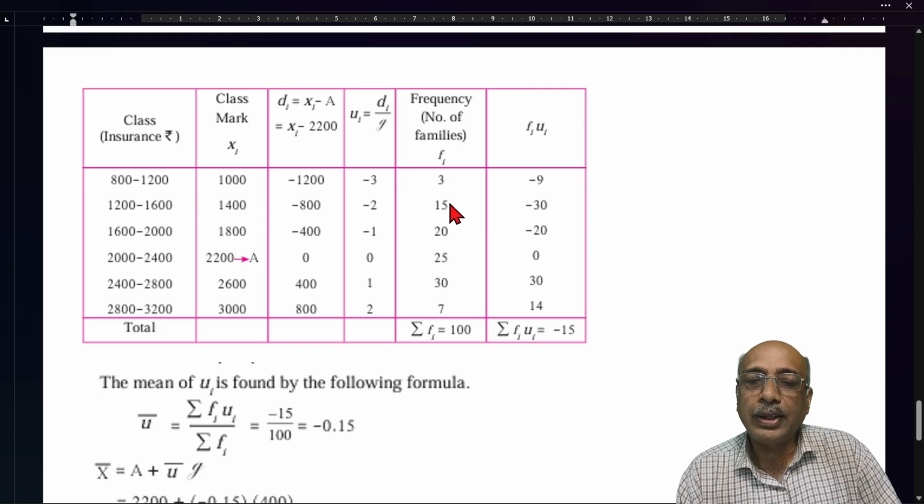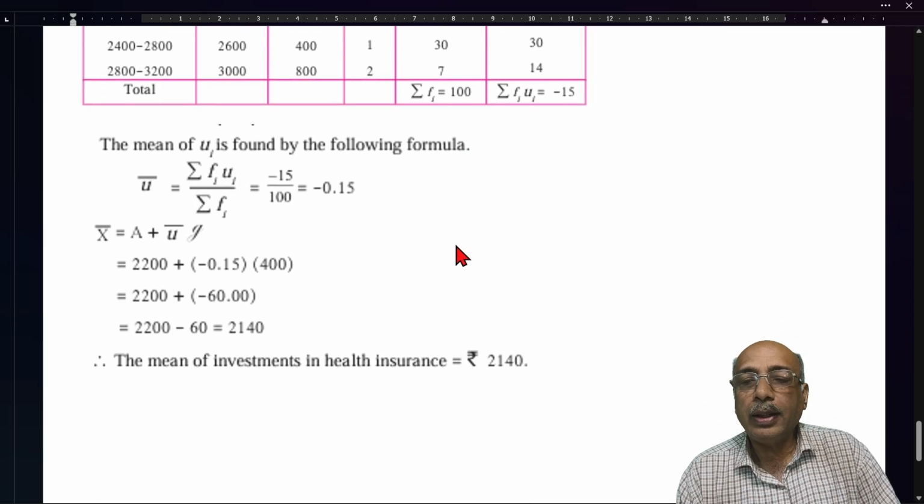Again, the frequency, the number of families, is given. The frequencies are given, and the last column we have to take is the product of fi ui. So ui is given, fi is given, so minus 3 into 3 is minus 9, and then we have to add all the fi ui terms. So the sum of fi ui for this problem is minus 15. The sum of fi equals 100, that is of the frequency.